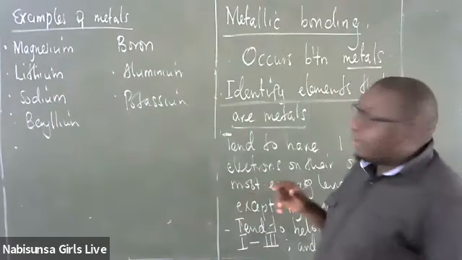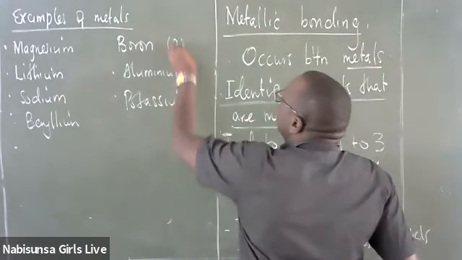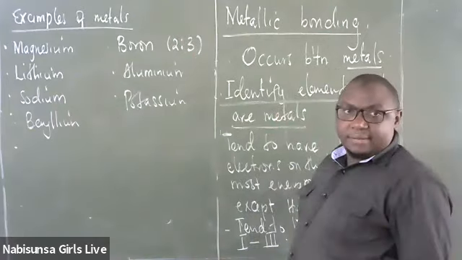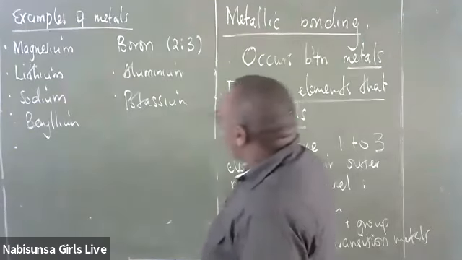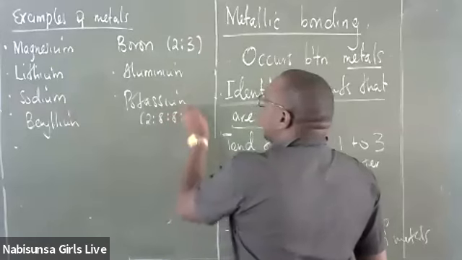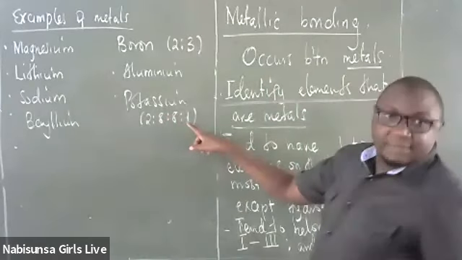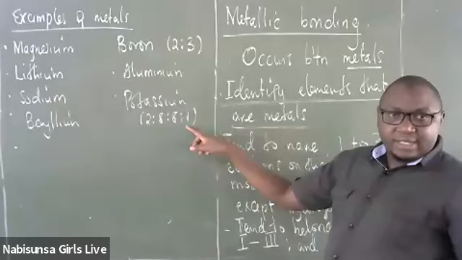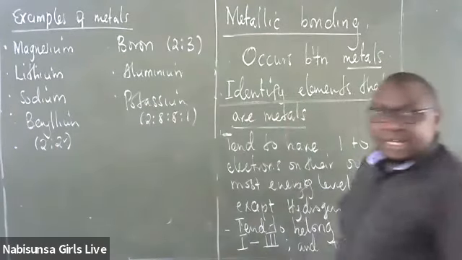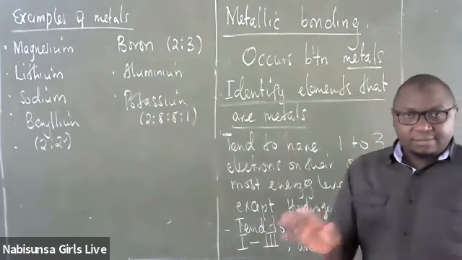For example, the configuration of boron is 2, 3. Are you seeing that it qualifies? Yes. Lithium. When I go to potassium, it is 2, 8, 8, 1. Does it qualify? Yes, the last level has only 1. Are you getting what I'm trying to say? When I go to beryllium, I have 2, 2. The last level has only 2 electrons.